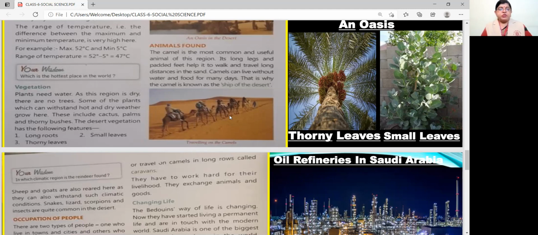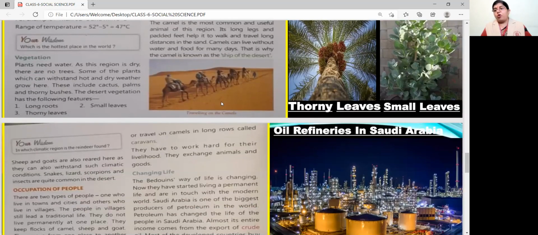And we discussed these animals also. The camel, known as the ship of the desert. Its long legs and padded feet help it to walk and travel long distances in the sand. A camel can live without water for many days. That's why it's known as the ship of the desert. Now, sheep and goats are also reared here. They can withstand such climatic conditions.